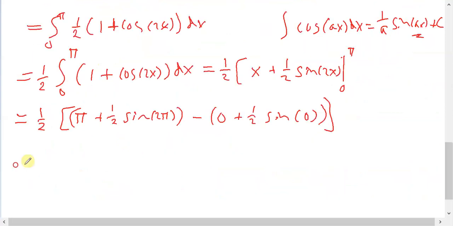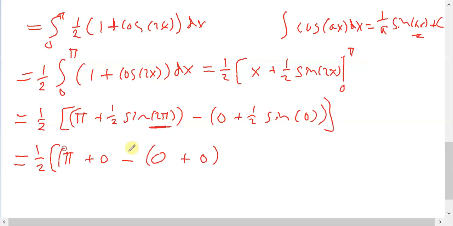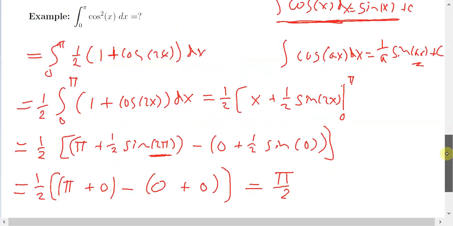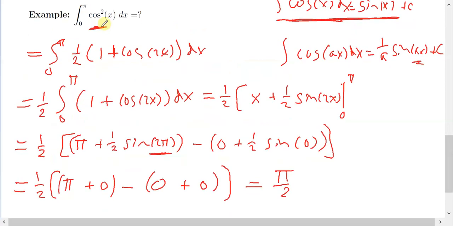And just to wrap this up, that's going to give me 1/2. I'll still have pi. Sine of 2 pi, that's 0. Minus, well, that 0 is gone, and sine of 0 is 0. So you can see all the calculations. I end up with pi over 2. So cosine squared, this is the area, because cosine squared is obviously positive, but on that interval, cosine squared has an area underneath it of pi over 2.